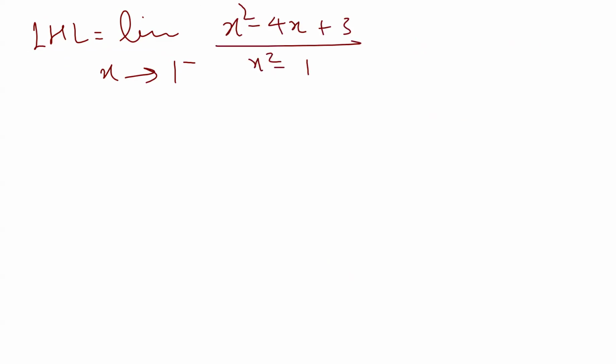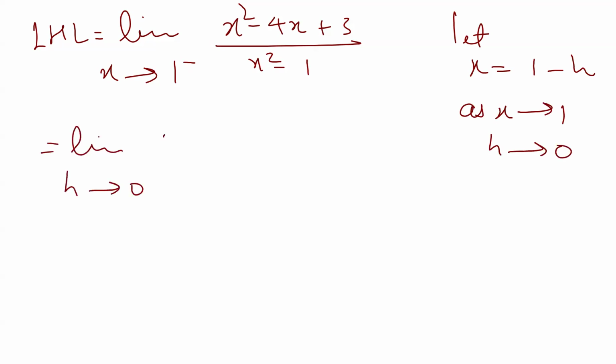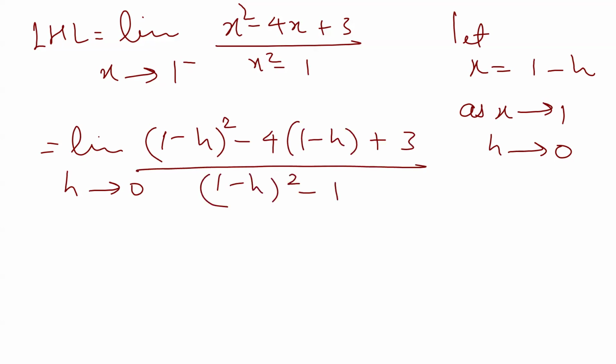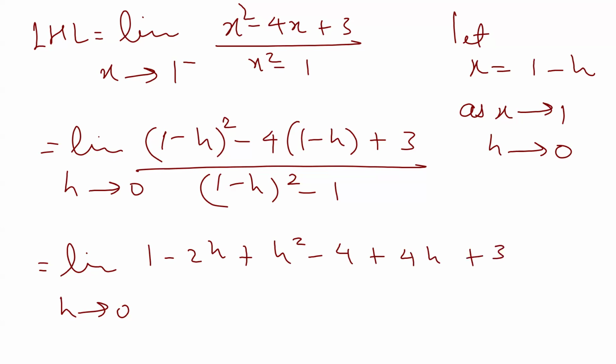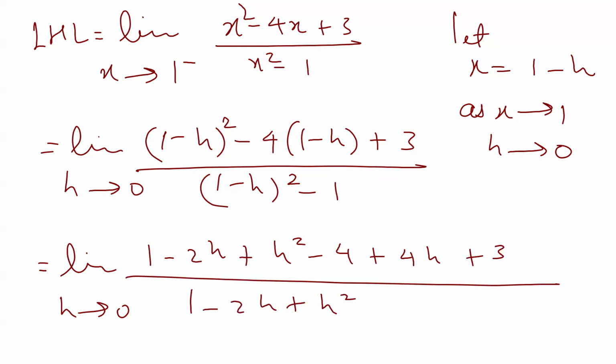Now if you recollect the previous problem we have done, let x is equal to the value minus h, the value is 1. So 1 is going to get reduced by h. As x approaches 1, h will approach 0. So the same thing can be written as limit h approaching 0, (1 minus h) the whole square minus 4 into (1 minus h) plus 3 upon (1 minus h) the whole square minus 1. Now this time there is a denominator as well, so let's not keep it as it is. We have to simplify this. So 1 minus 2h plus h square minus 4 plus 4h plus 3 upon 1 minus 2h plus h square minus 1.